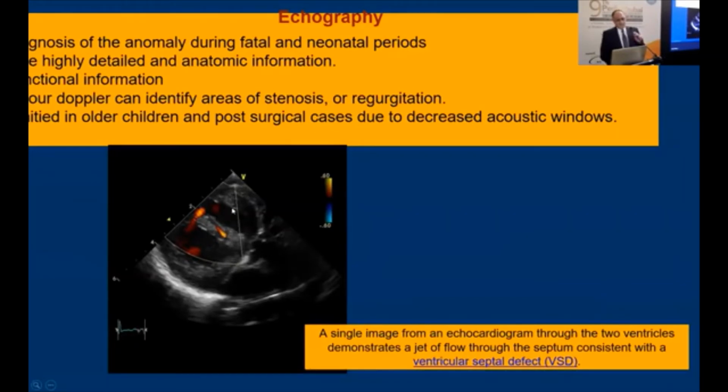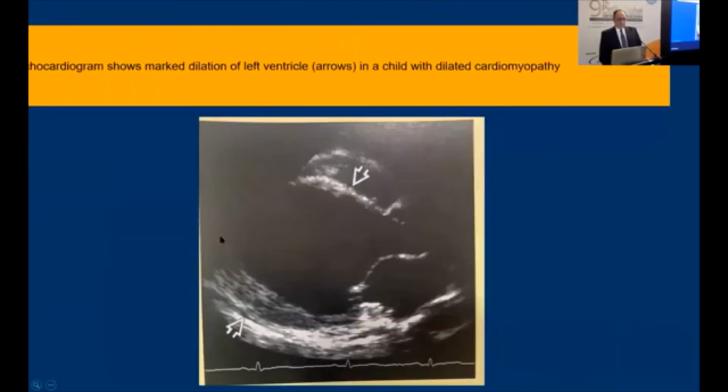So the flow between the left and right ventricles. Another example from echocardiogram shows dilatation of the left ventricle in a child with dilated cardiomyopathy.